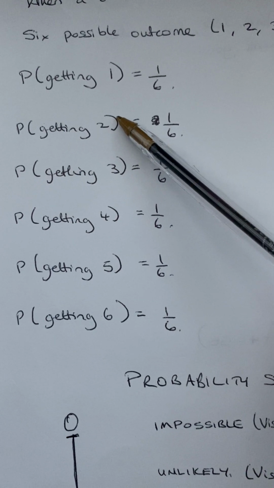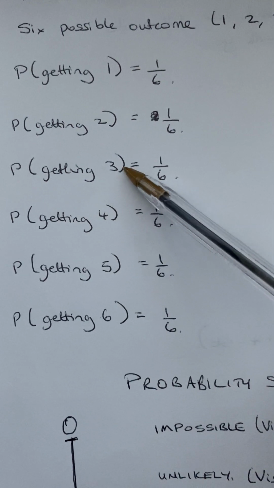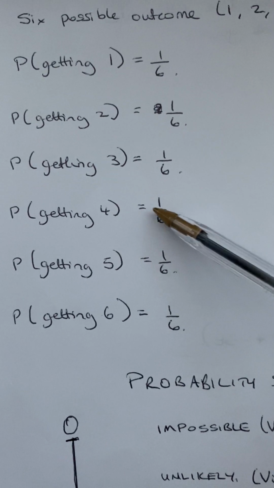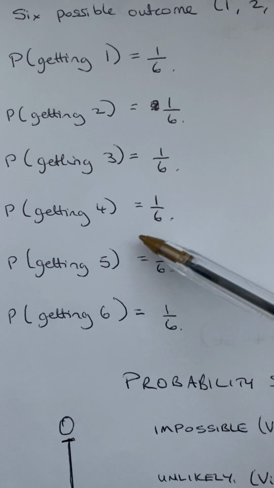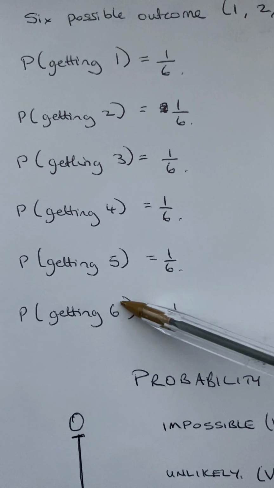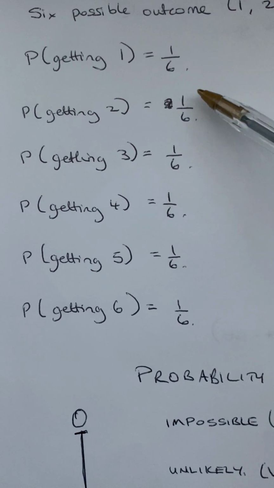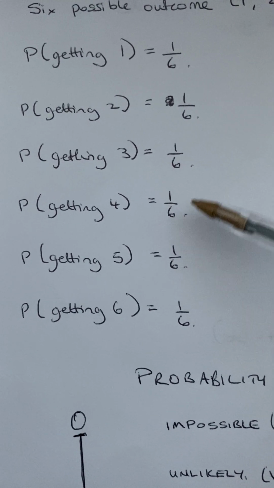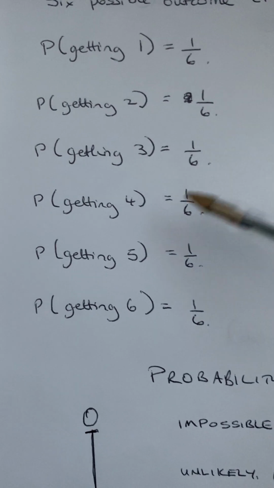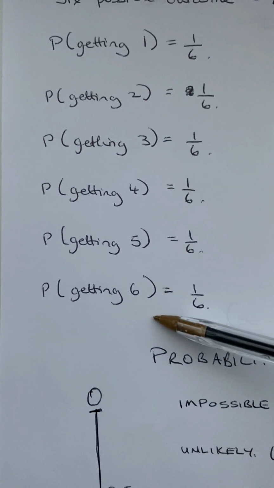Probability of getting a 2 is 1/6. Probability of getting a 3 is 1/6. Probability of getting a 4 is 1/6. Getting a 5 is 1/6. To get a 6 is 1/6, because all these are the sides. So when you throw a dice, okay, you can have any of these outcomes.